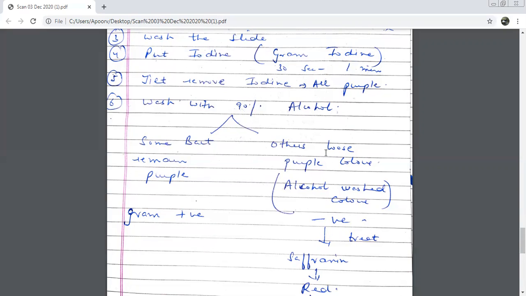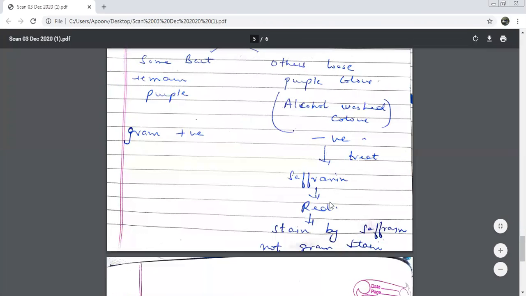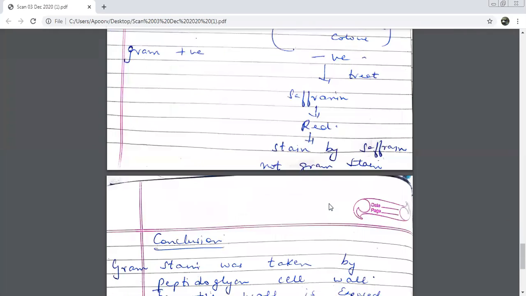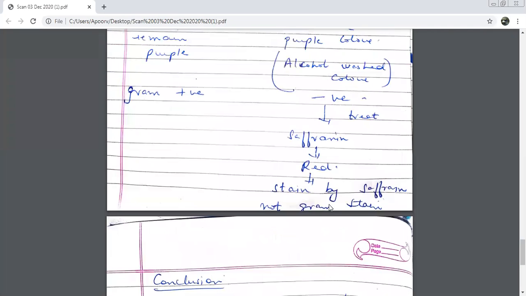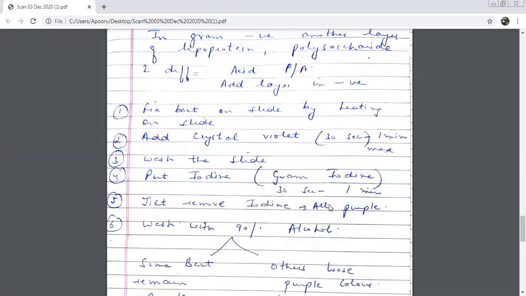Now, if we talk about these gram negative ones, you treat them with safranin. Those which have not taken the purple color, you treat them with safranin. They will give you red color. That means the gram negative bacteria are stained by safranin, but they are not stained by gram stain. So what is the conclusion? Why did this happen? That is what we are going to study very soon. But before I move on to the explanation, let me do this process now.